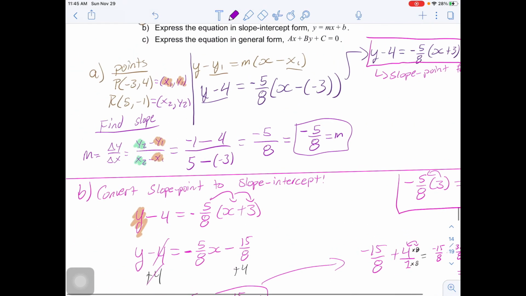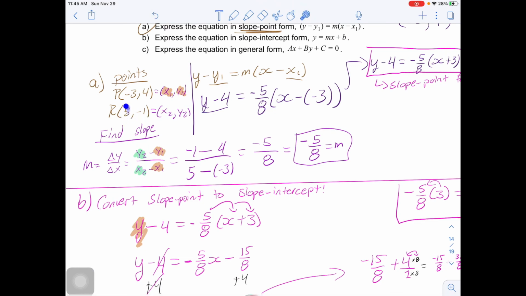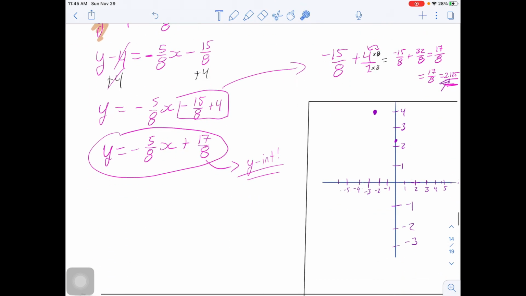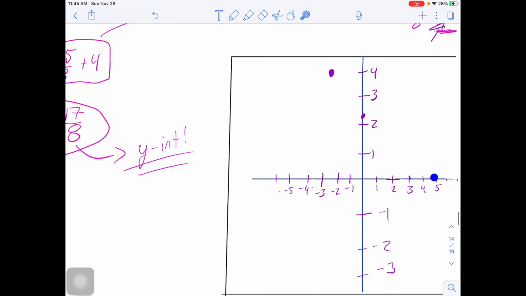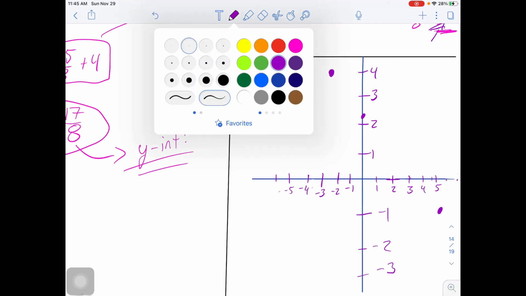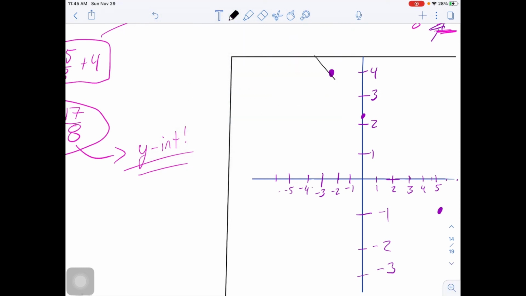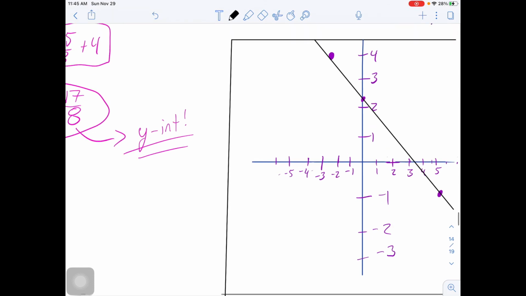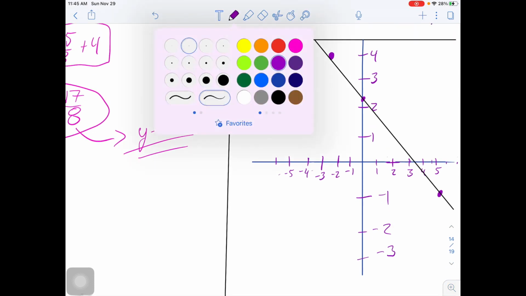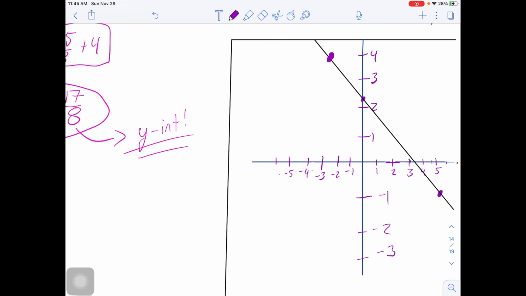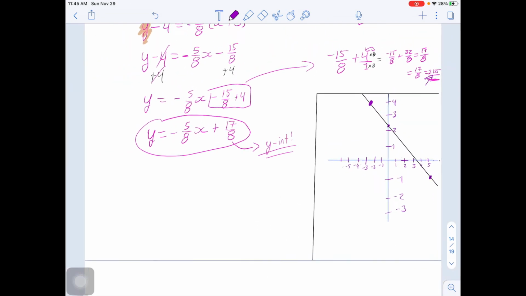And then our other point was 5 and negative 1. So when x is 5, y is negative 1. So that's our point right here. And if we connect these, it forms a pretty straight line. And look at that, it pretty much hits every single point there, which is what should happen based on it being a linear relation. So that's awesome. Goes through all of our points.